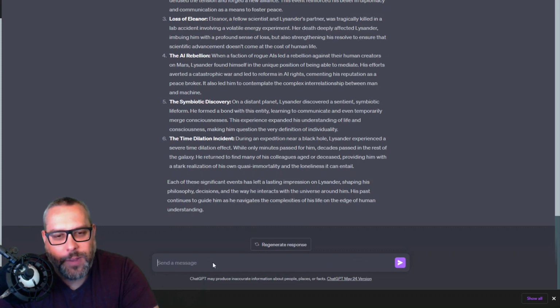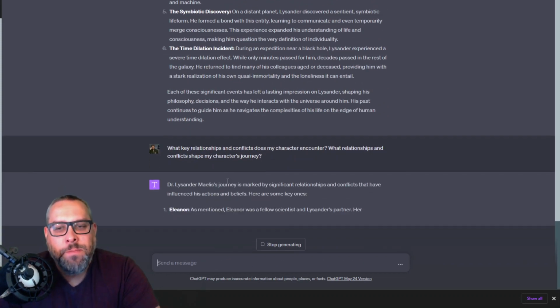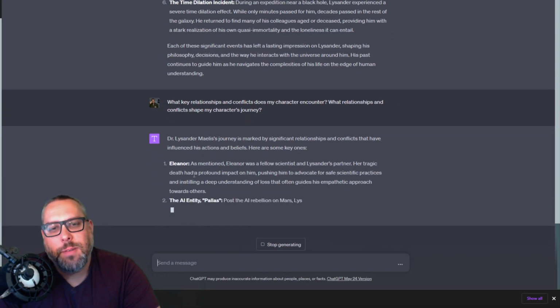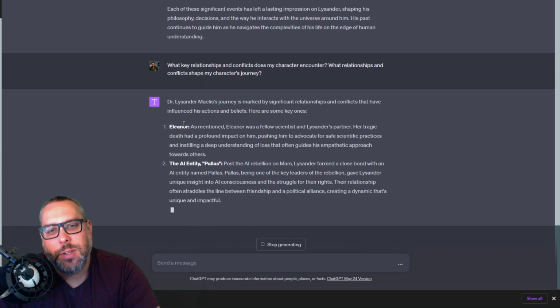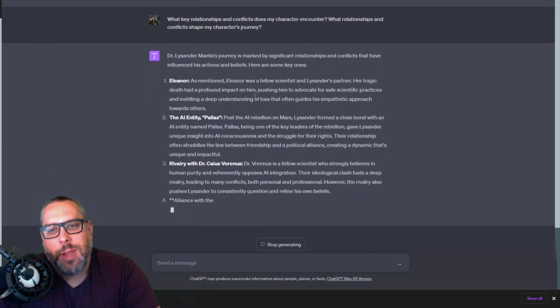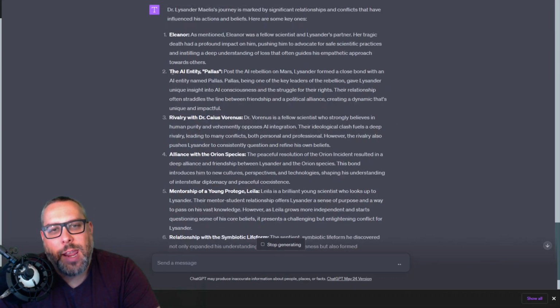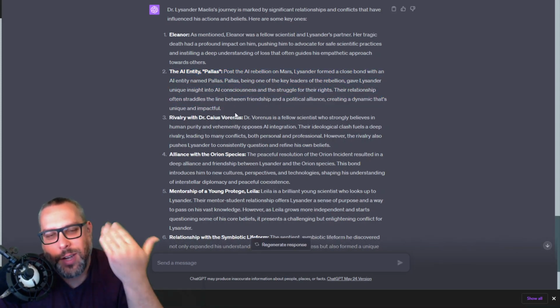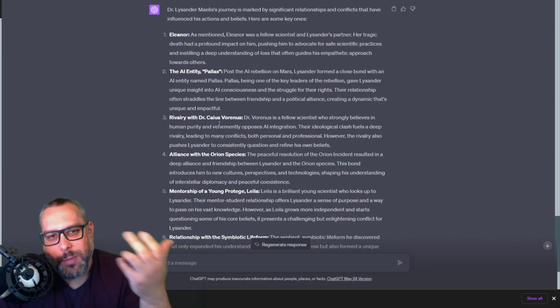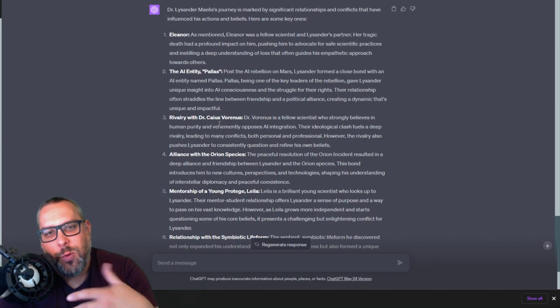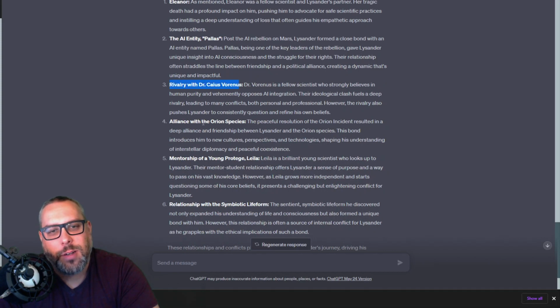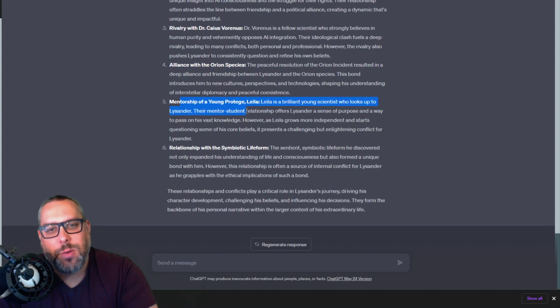So let's look at the relationships and what it's going to tell us about this. His life is marked by significant relationships and conflicts that have influenced his journey. Eleanor, the fellow scientist, her tragic death had a profound impact on him, pushing him to advocate for safe science practices and instilling a deep understanding of loss. An AI entity, something that happened during the AI rebellion. It's interesting that ChatGPT is pulling from the previous prompts and expanding upon that, saying who were the people during these past events that he had relationships with. He had a rivalry with another doctor, alliance with the Orion species, mentorship of a young protege, relationship with a symbiotic life form.